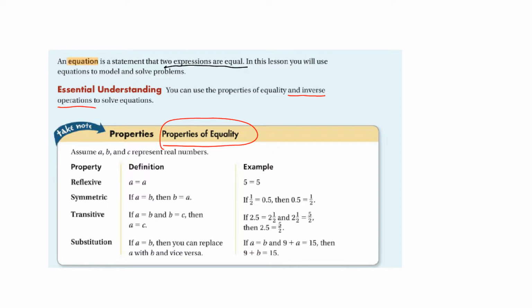The reflexive property just says that A equals A. Example, 5 equals 5. The symmetric property just says that the order doesn't matter. A equals B is the same thing as B equals A. The transitive property says if A equals B and B also equals C, then we can say that A equals C. The substitution property says if A equals B, then you can replace either A or B with the other.